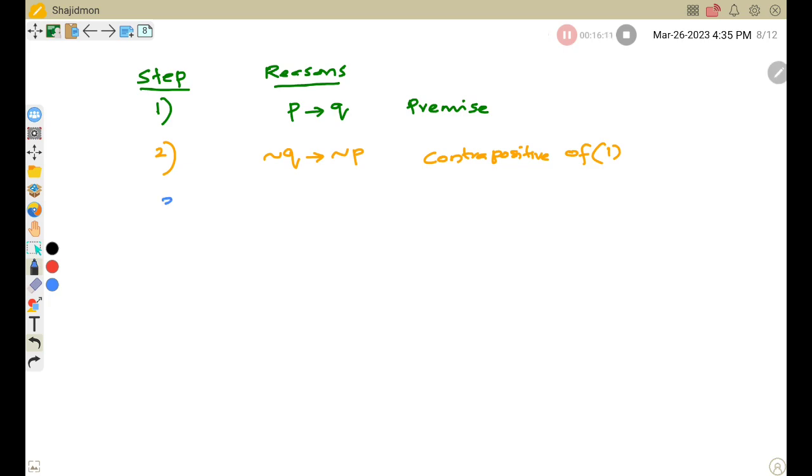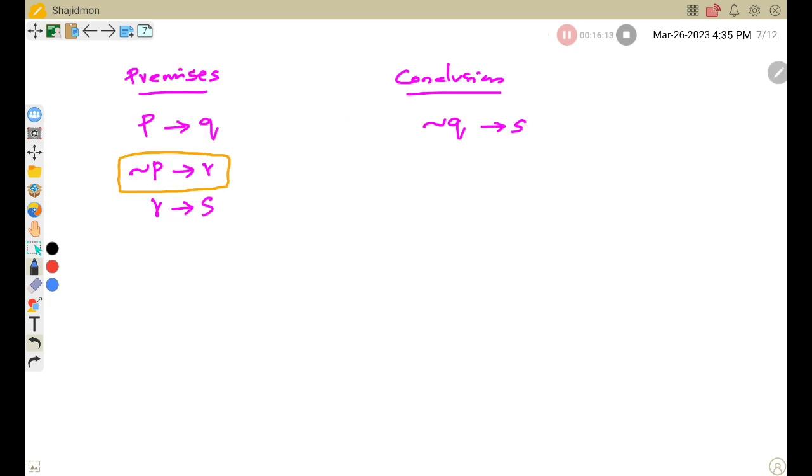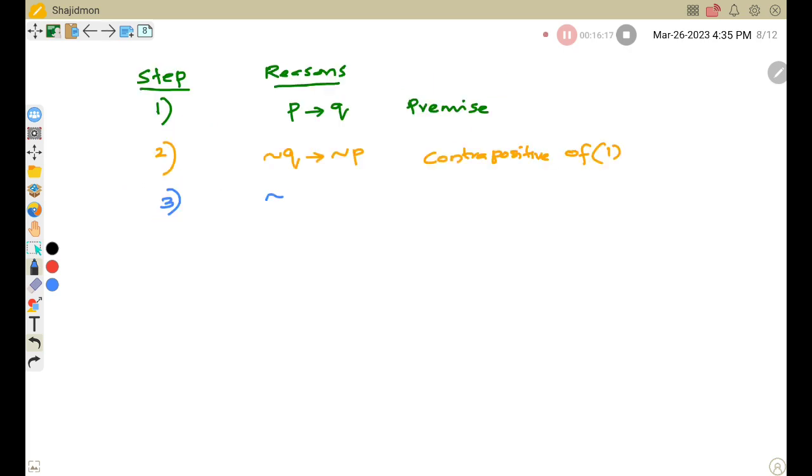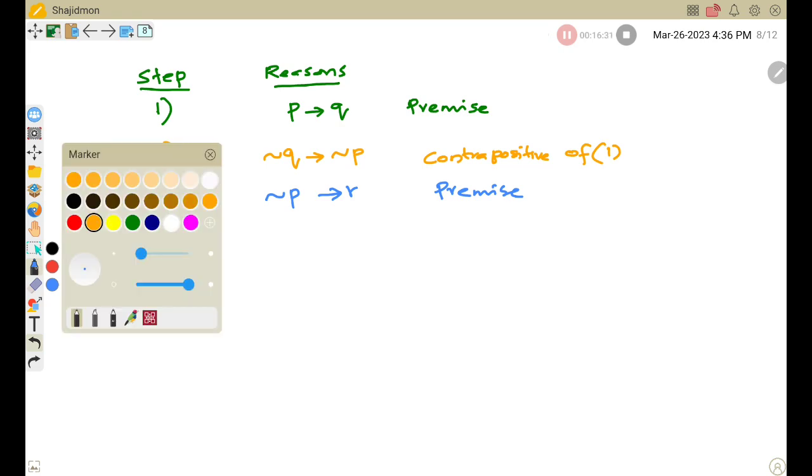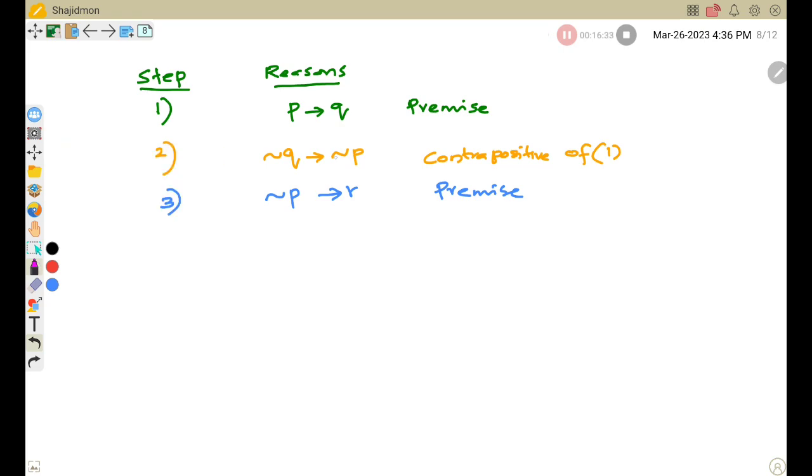Now after that I am going to the second premise. What is the second premise here? Negation of P implies R here, correct? So we can write the second premise. Now the second step and third step we are combining, correct? You can use the hypothetical syllogism. Why? Because the negation of P is ending here and negation of P is starting here, a connected statement, correct?